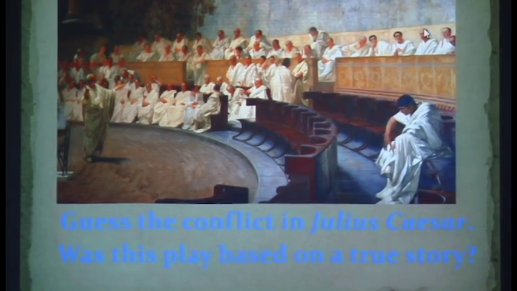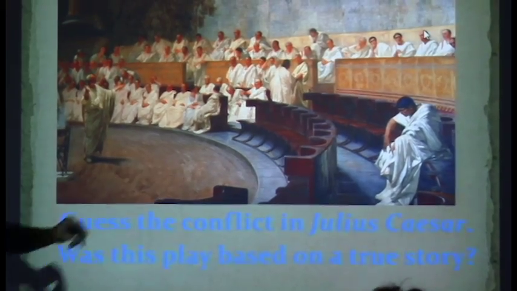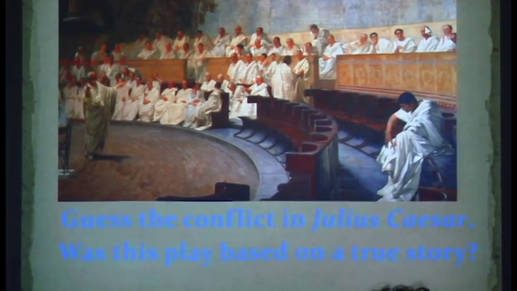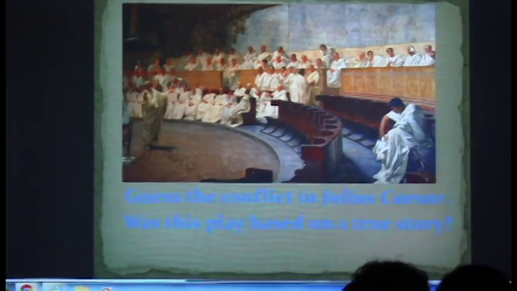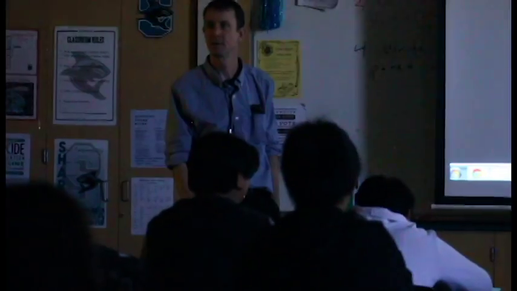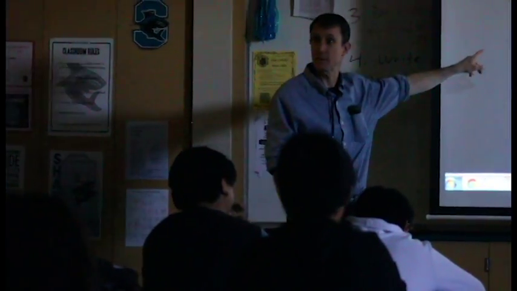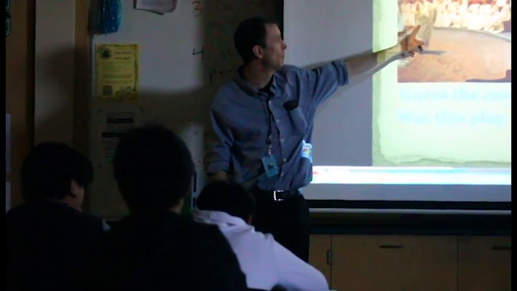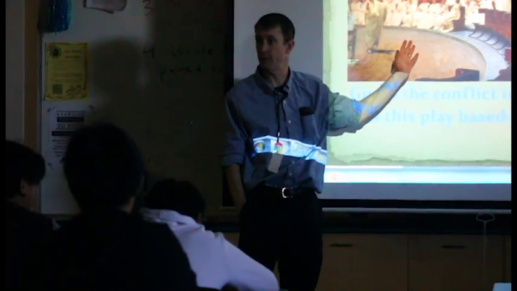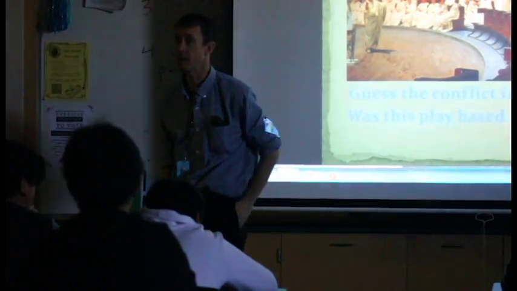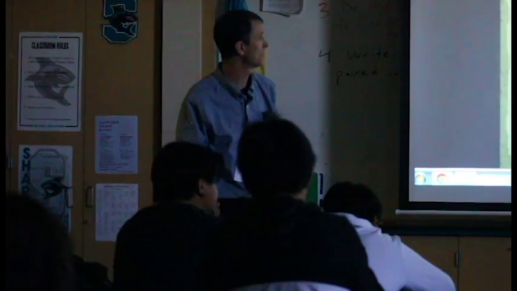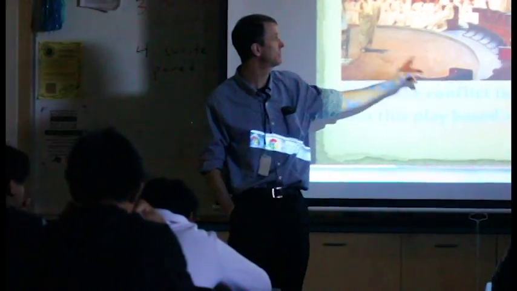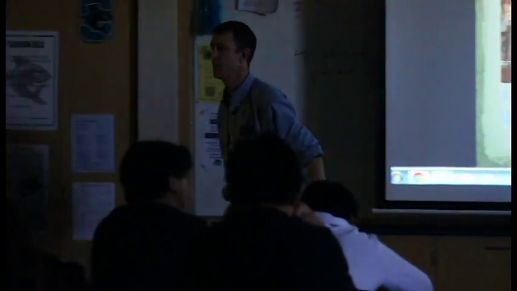Does this look similar to maybe what we have, the structure in the U.S.? The House and the Senate. So this is the original Senate here, okay? And this is some oratory, so someone has the floor. They can try to persuade and move for their point. So maybe the conflict in Julius Caesar has something to do with somebody's personal agenda.